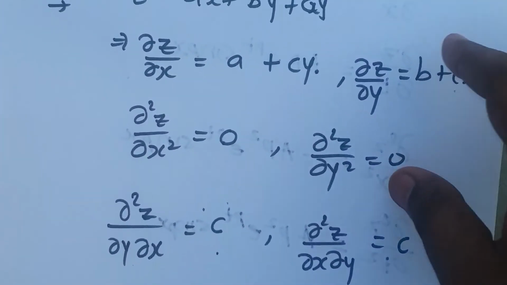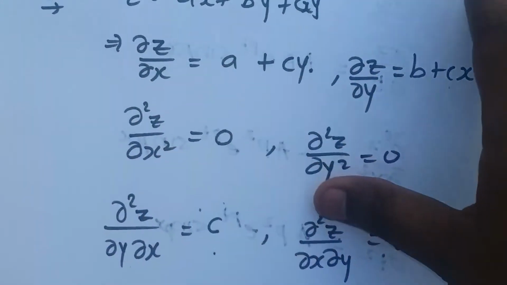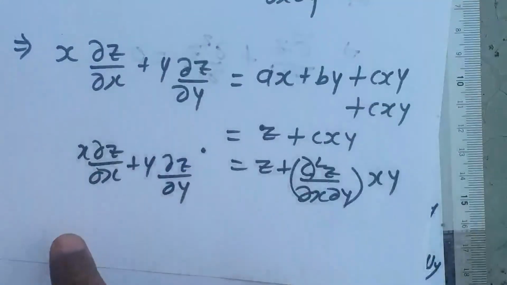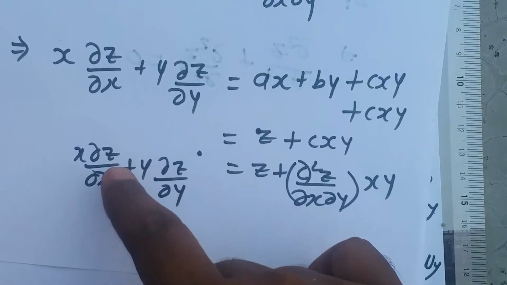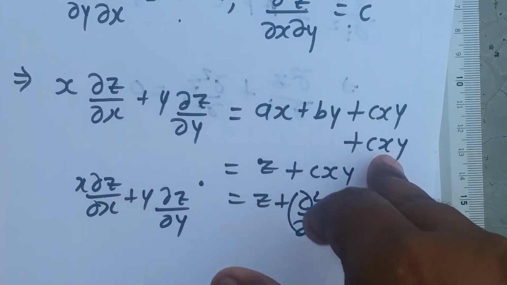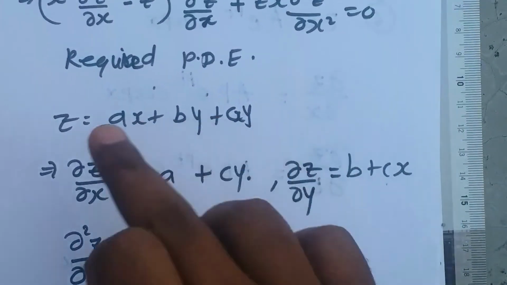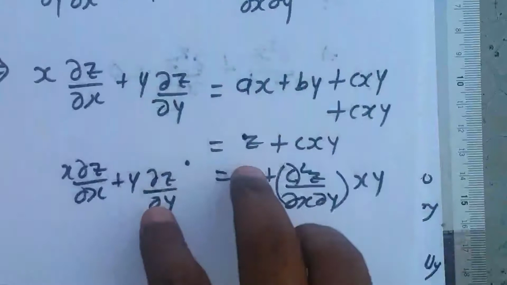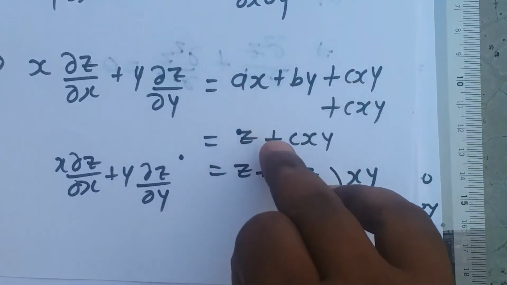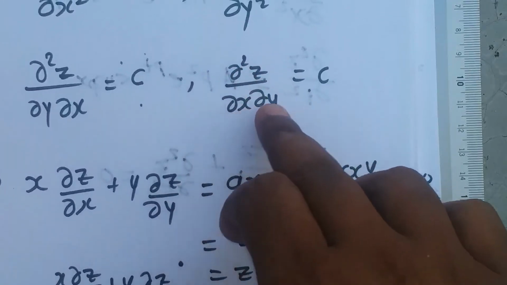Now what I am going to do is multiply this by x, this by y, and add them. If you multiply them by x and y and add, you will get on the right hand side ax plus by plus cxy plus cxy. Now ax plus by plus cxy, by the given equation, the value is z. So this value can be replaced by z plus c into xy, and this c value we have obtained here, del 2 z by del x del y.